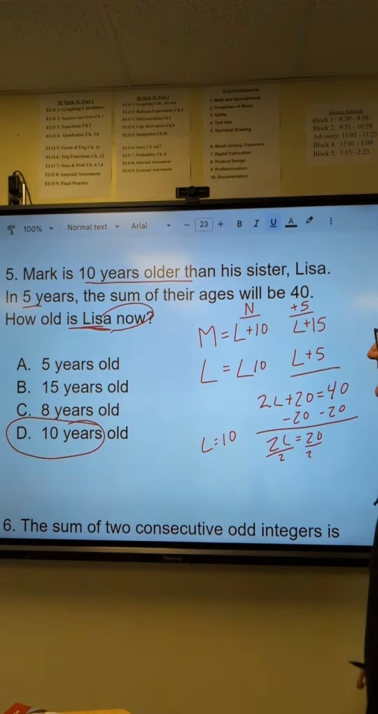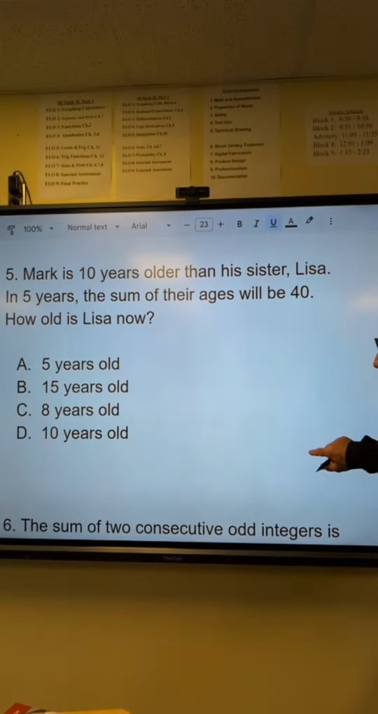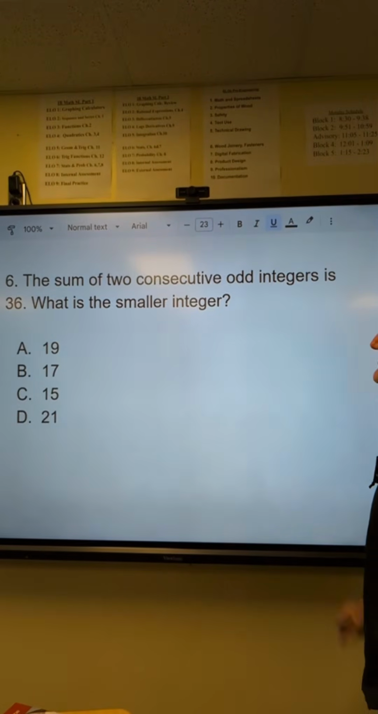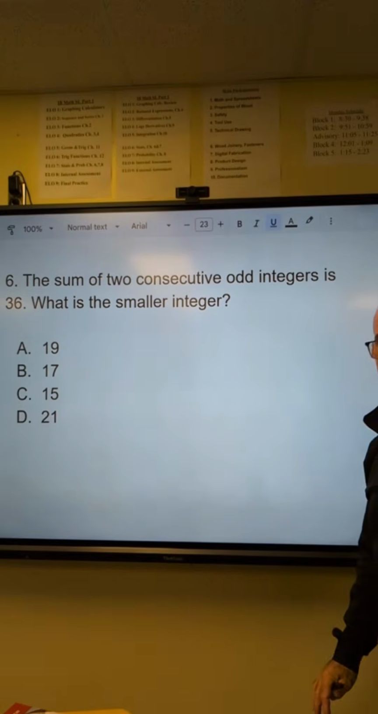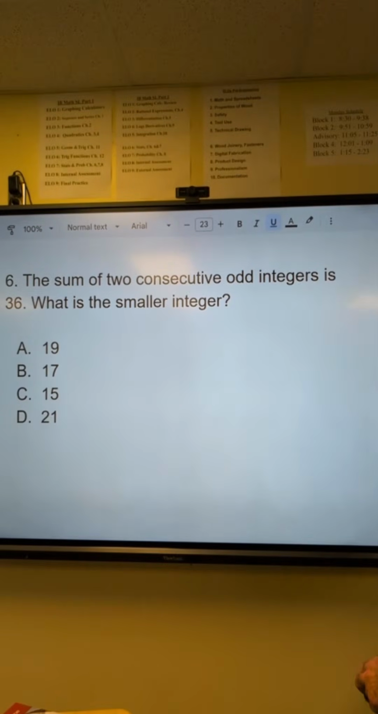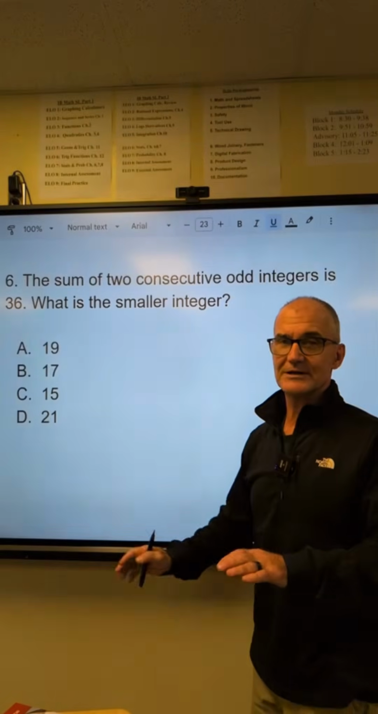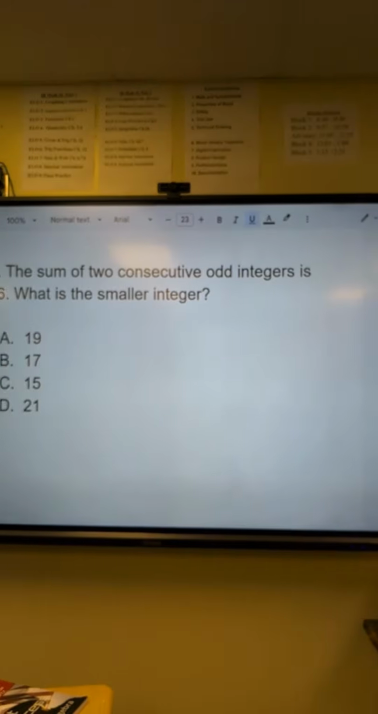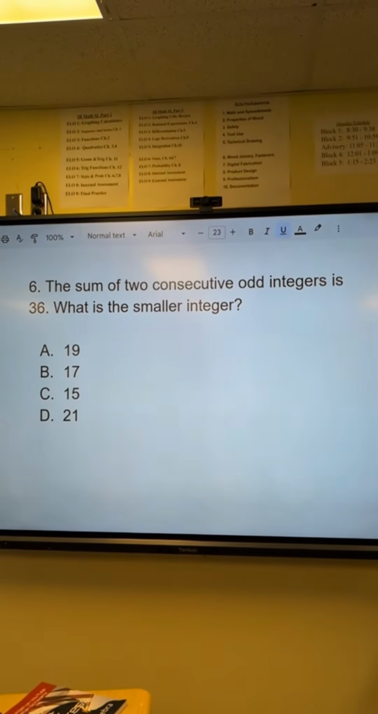All right, moving on. Let's try another one. Paper and pencil out. Number 6 right here. Again, I'll give you a minute to do this. And then after I give you a few minutes to do this, we'll go ahead and do it together.